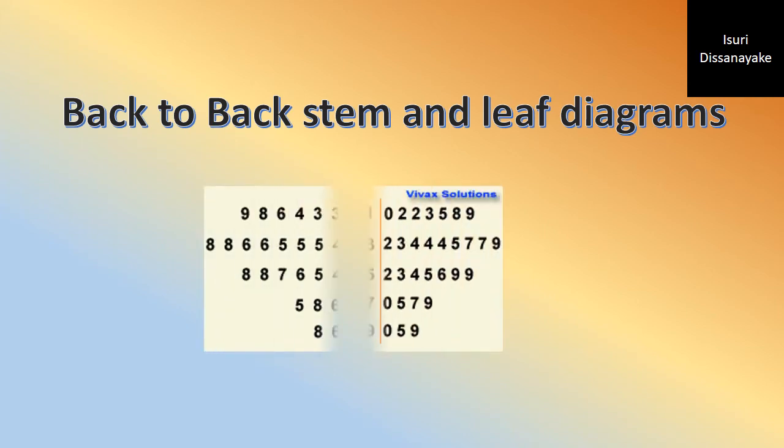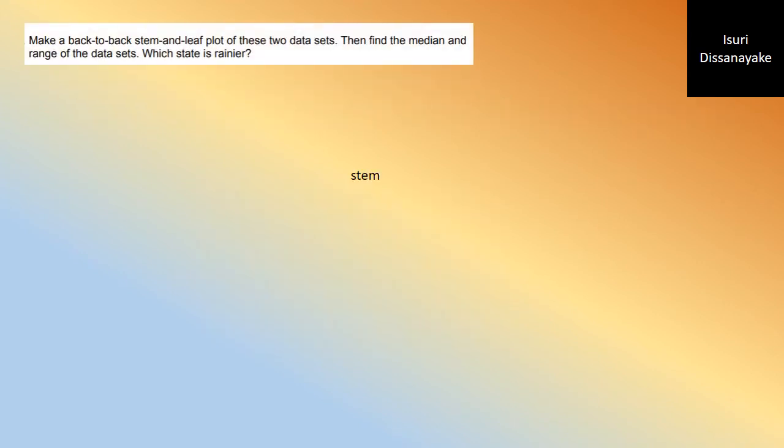Back-to-back stem and leaf diagrams. Make a back-to-back stem and leaf plot of these two data sets. Then find the mean and range of the data sets. Which state is rainier?